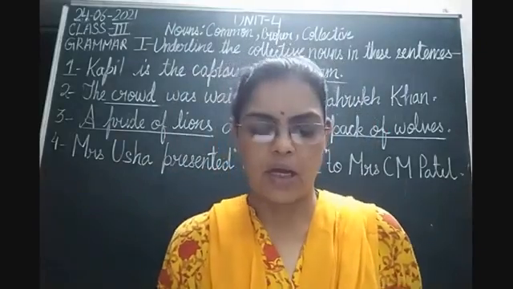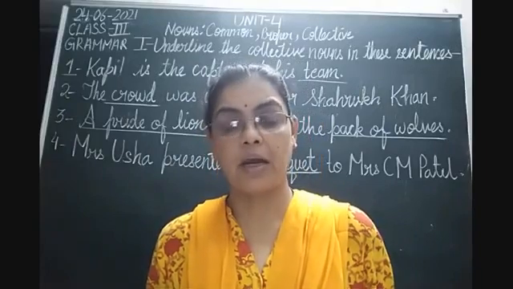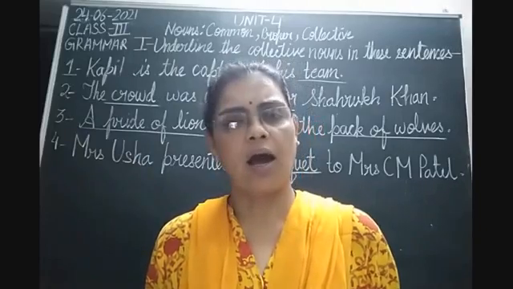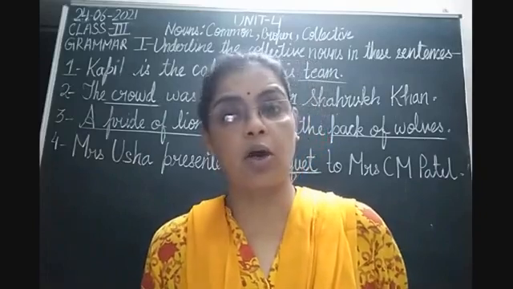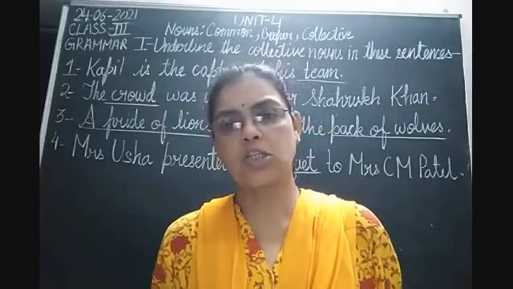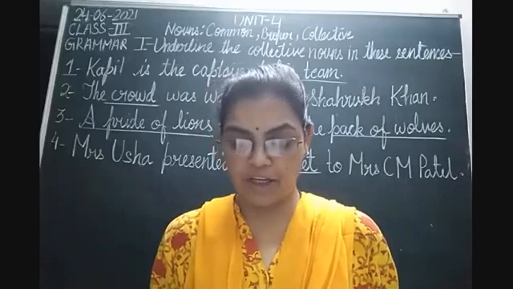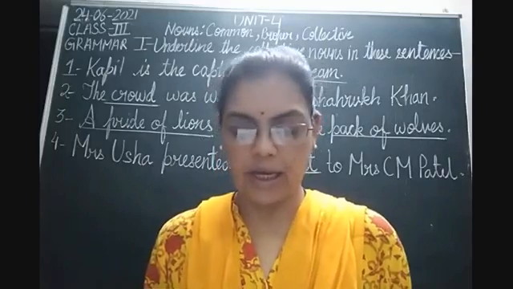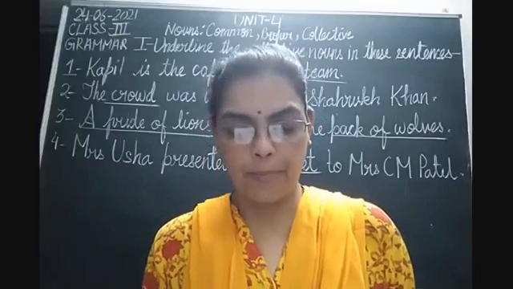Let's revise those. The first one, an army of soldiers. Second, a bunch of keys, a bunch of grapes. Third, a fleet of ships. Fourth, a herd of cows, a herd of elephants. Fifth, a pair of shoes. Sixth, a swarm of bees. Seventh, an album of pictures. Eighth, a band of musicians. Ninth, a crowd of people.